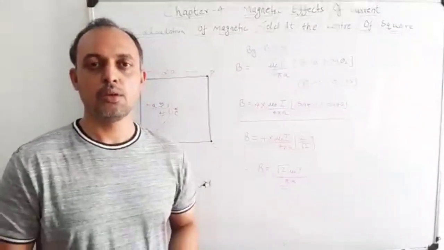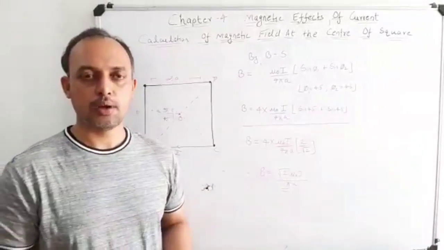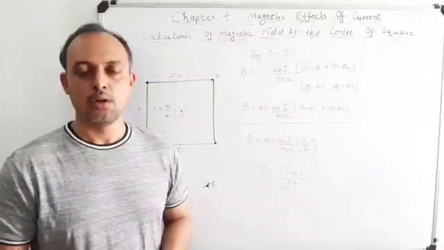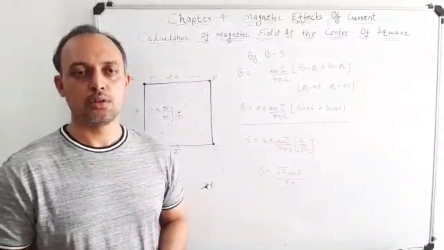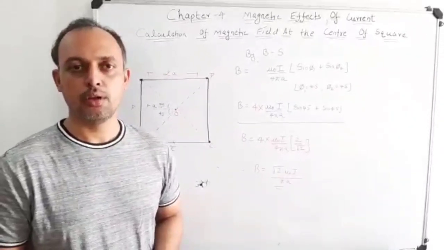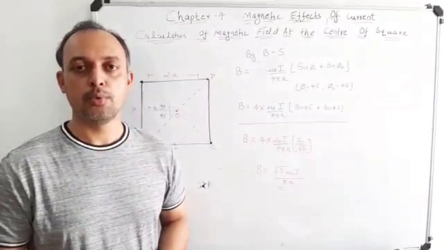So this was the basic concept behind calculation of magnetic field at the center of a square. I hope you have understood this numerical well, this concept well, which can be applied to variable geometrical figures.